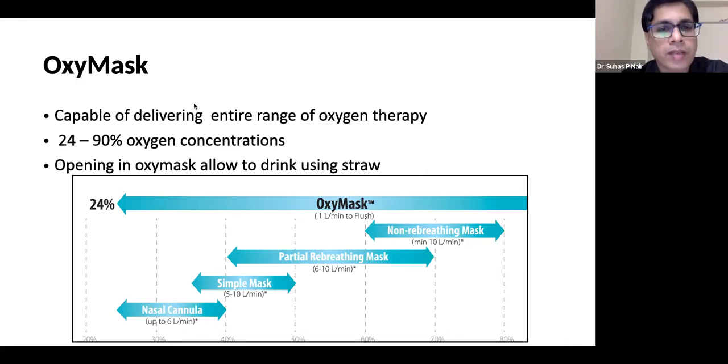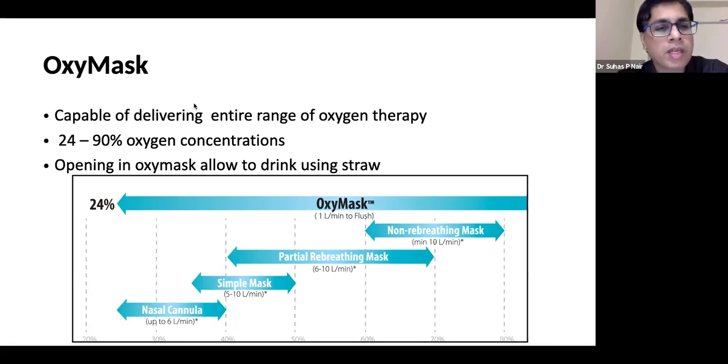It's capable of delivering in the entire oxygen therapy range. That is 0.24 to almost up to 0.95 is the oxygen concentration delivered, depending on the flow. Okay, and all other devices have a narrow range of operation as far as the FiO2 is concerned.